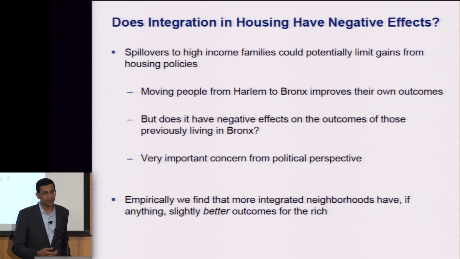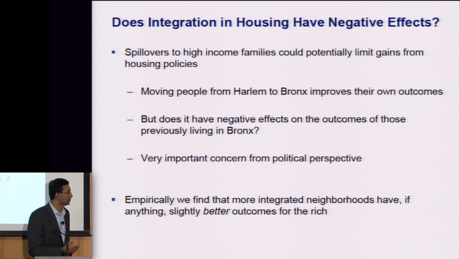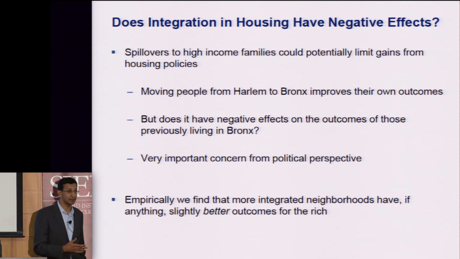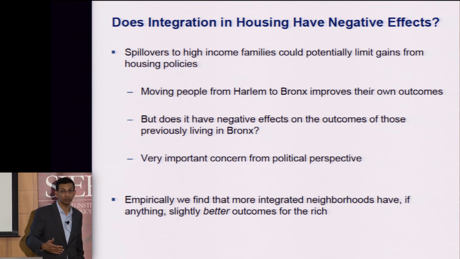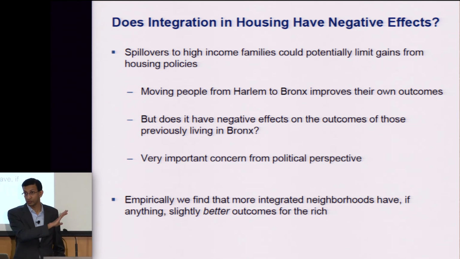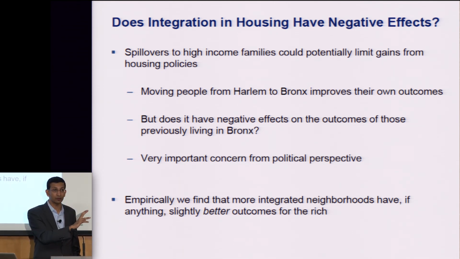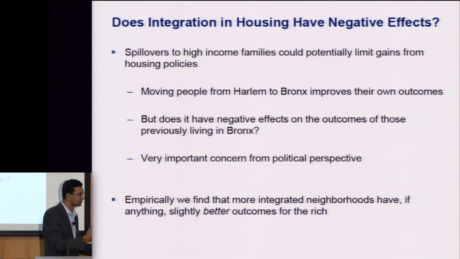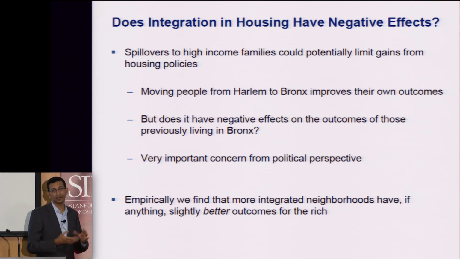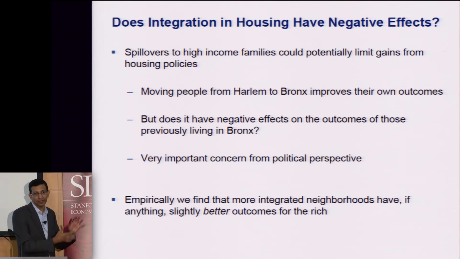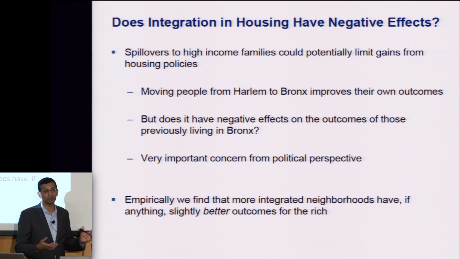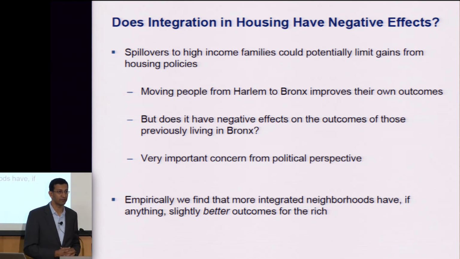So as best we can tell, empirically in the data that we look at, we find that more integrated neighborhoods have, if anything, slightly better outcomes for children in richer families rather than worse outcomes. So in the data that I was showing you for the entire US, there's no clear evidence of a hard trade-off between better outcomes for low-income kids and worse outcomes for high-income kids. And so I think that's quite reassuring in thinking about integration through housing policy as a potential solution to revive the American dream.